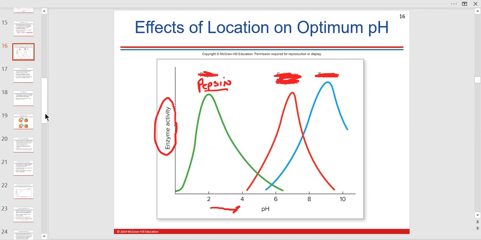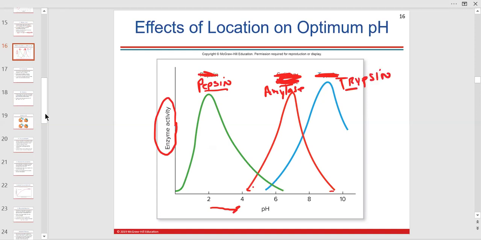Pepsin is the enzyme. Then you have this one, which is kind of a large range. Actually, it can be acidic, and it can go up above 8. So that's your salivary amylase. I'll just say amylase. Saliva has it. And this one is operating at extreme base. So this is going to be your trypsin.